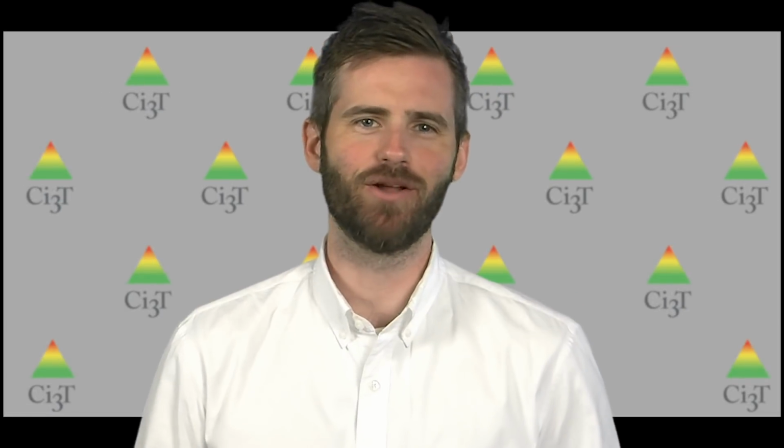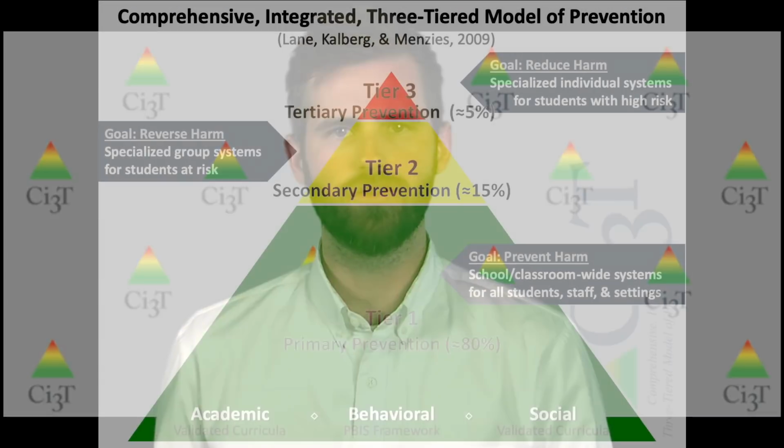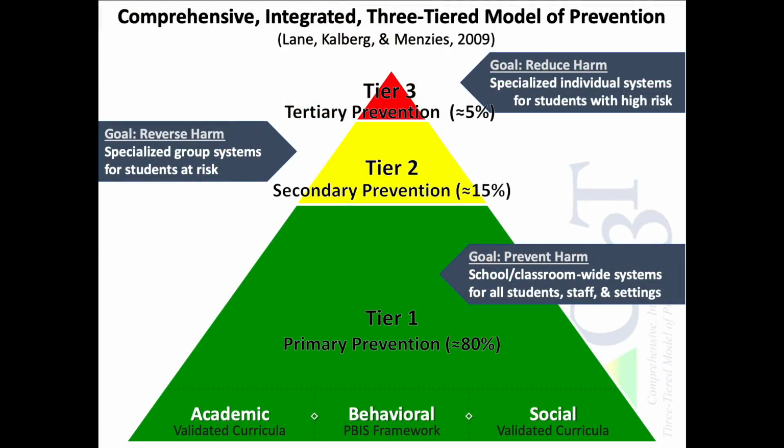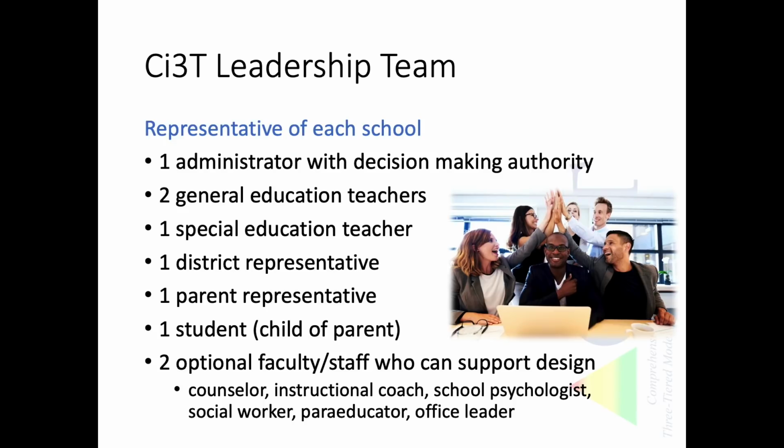In the past, you may have heard about primary, secondary, and tertiary supports, and some of you have heard the terms Tier 1, Tier 2, and Tier 3. Those are essentially interchangeable terms. This model is built by a school site Ci3T leadership team who are representative of the faculty and staff. They will build the school's Ci3T implementation manual over the course of a school year with feedback from all faculty and staff. What's unique about Ci3T is that it attends to students' development in academic, behavioral, and social-emotional learning domains.